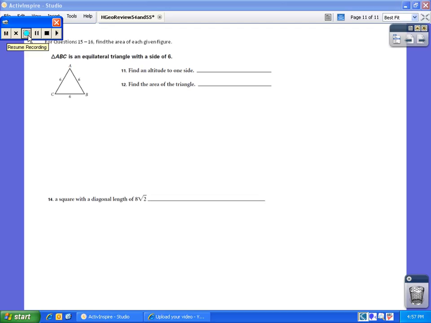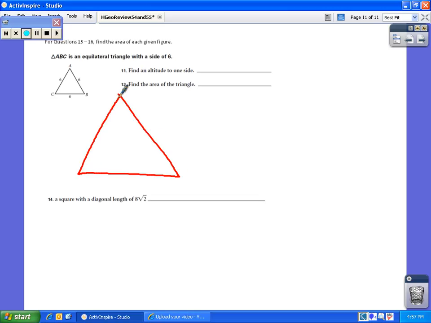We're almost done. Triangle ABC is an equilateral triangle with a side of 6. I'm going to make this guy a little bit bigger so we can see. So here's my equilateral triangle. They want to find the altitude to one side. So remember, the altitude connects the vertex to the opposite side, and this side is perpendicular.